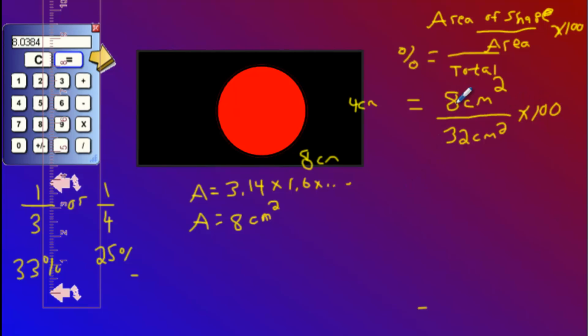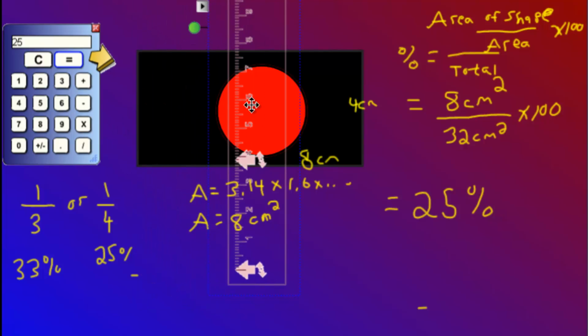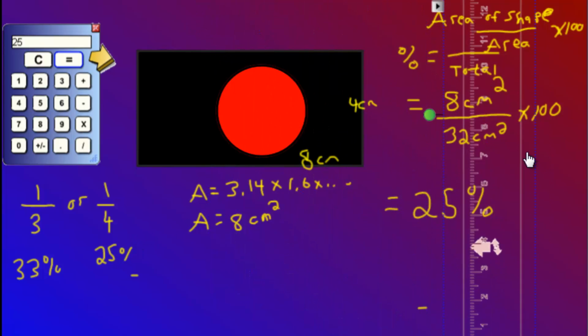Now look, I can reduce 8 over 32. It is exactly 1/4. But if you didn't know that, you can just go 8 divided by 32, multiplied by 100. Look at that. 25% is what we get. So our percentage is going to be 25%. We were right. We estimated that one circle would be 1/3 or 1/4, and 1/4 it was, which is 25%. Our estimate was bang on. We did a great job, in other words.